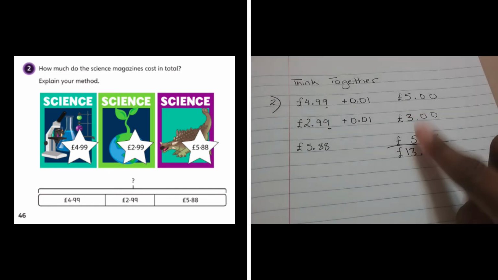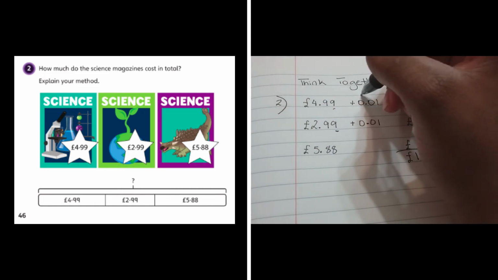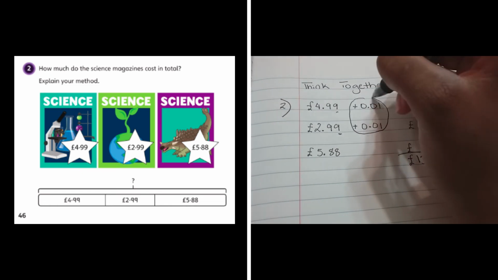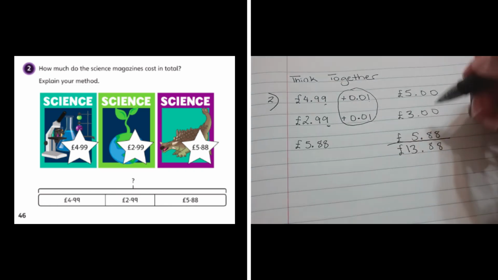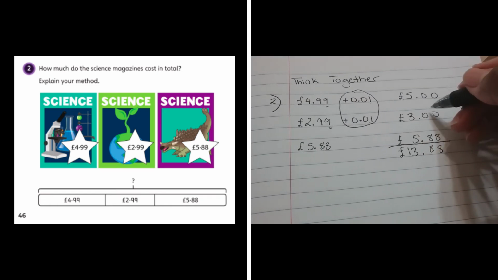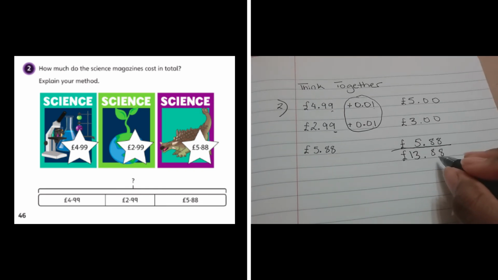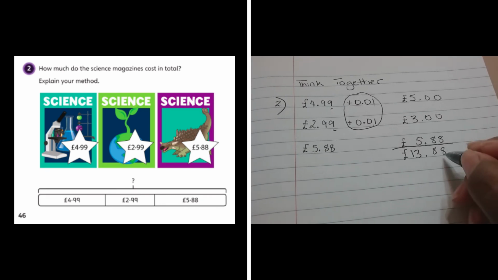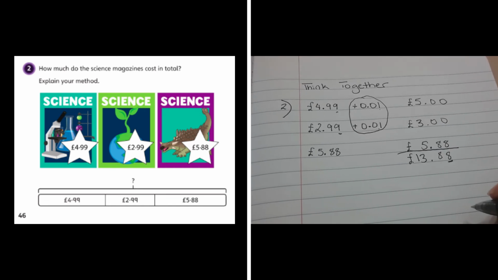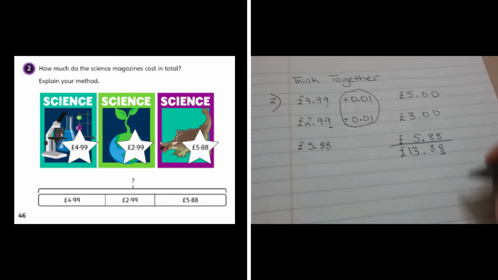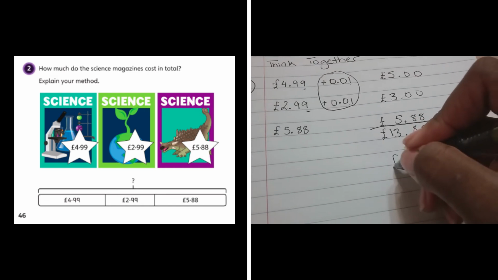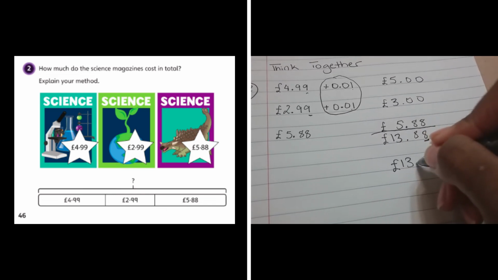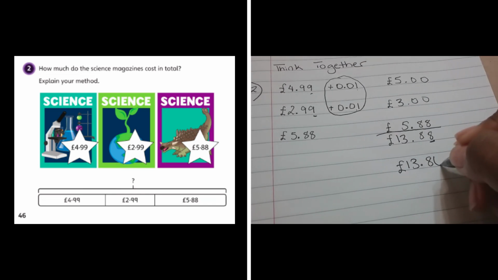£13.88. But remember, we added in 2 cents. 1 cent, 2 cents. To make these nice round numbers. So to get my actual answer, all I have to do now is take away 2 cents. Well, taking away 2 cents is going to change that 8. It's going to knock it down by 2. So my final answer is actually going to be £13.86.